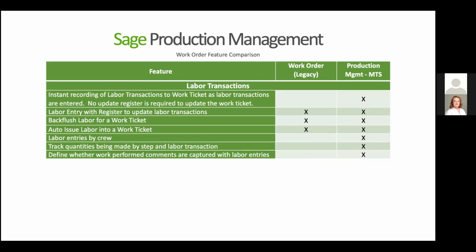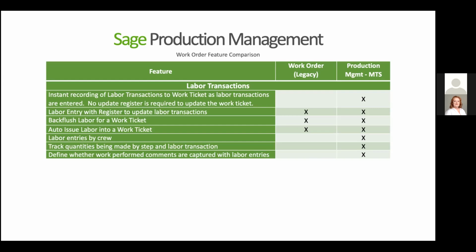So our labor transactions, right? On the top here, this is instant recording of a labor transaction to the work ticket. As labor transactions are entered, no update register is required. That's for your Sage 100c. That's your subscription, folks, right? That's that dynamic labor and that dynamic inventory.